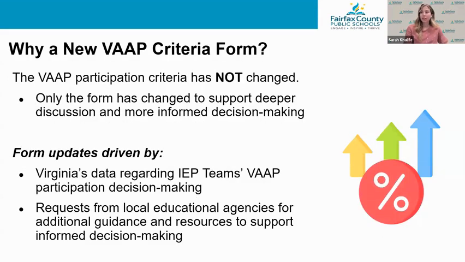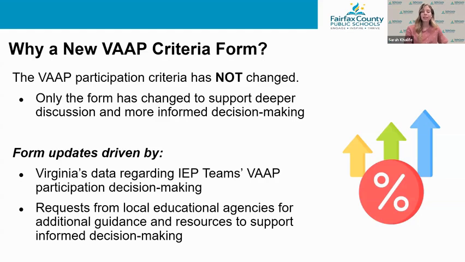So why is there a new criteria form? It's important to note the VAAP participation criteria has not changed, only the form to support deeper discussion and more informed decision-making around the VAAP has changed. This was driven by Virginia's data regarding IEP teams' VAAP participation decision-making and requests from local educational agencies for additional guidance and resources to support informed decision-making.